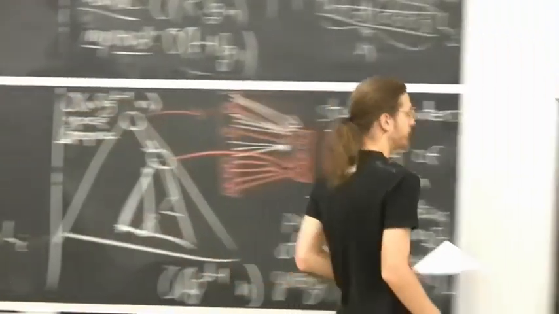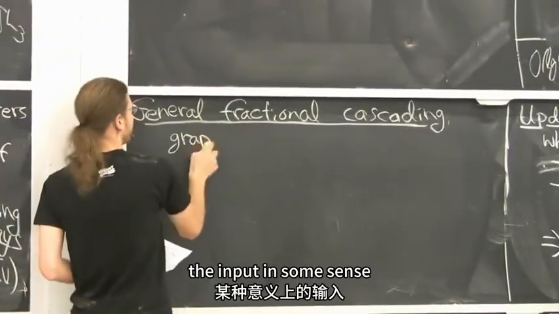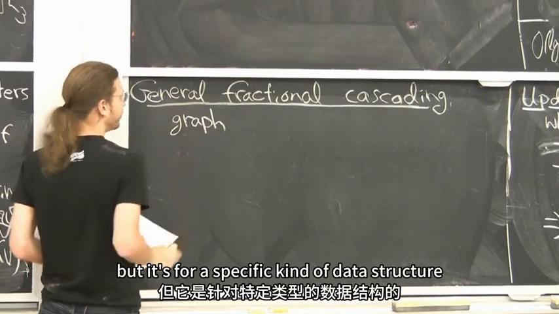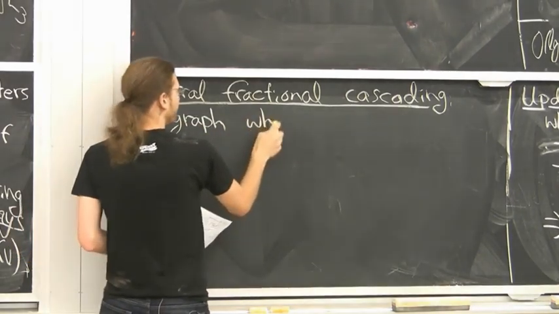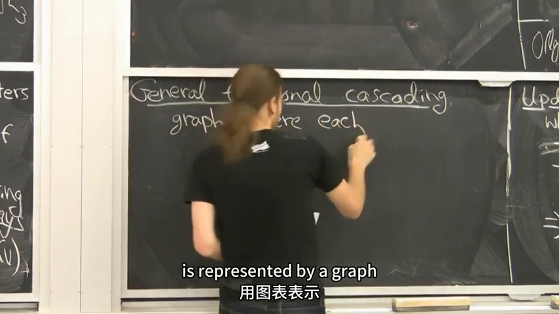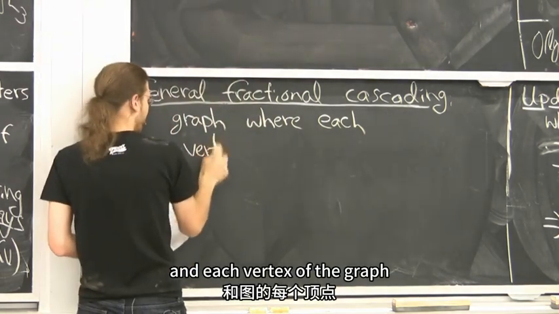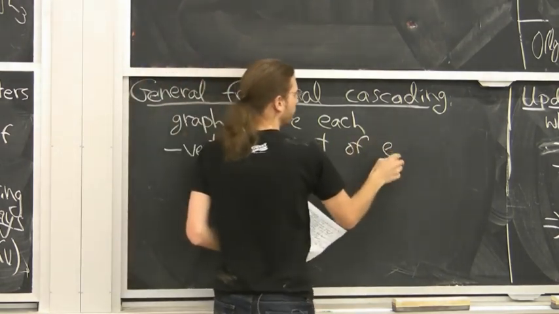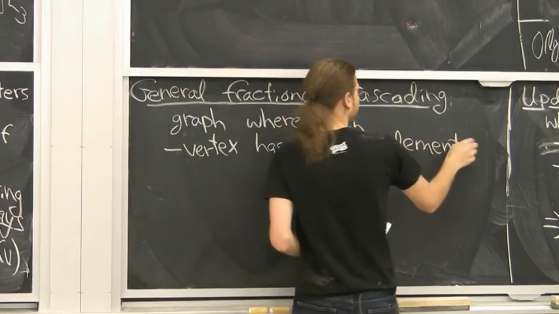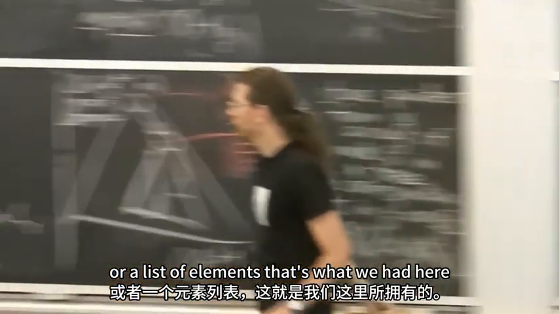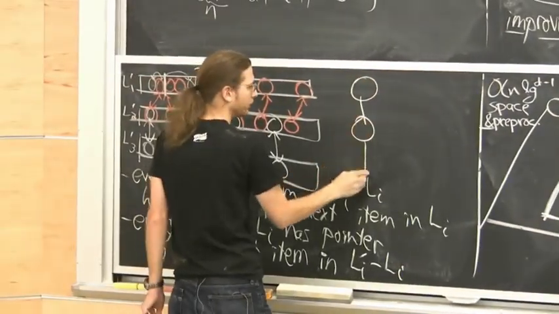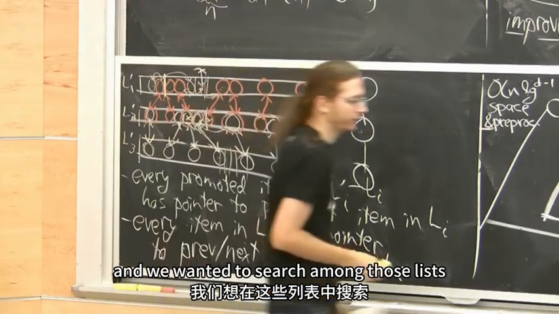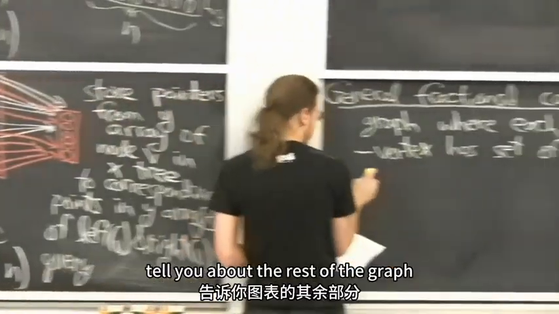So we have a graph. The input, in some sense, you can think of this as a transformation, but it's for a specific kind of data structure. The data structure is represented by a graph, and each vertex of the graph has a set of elements. Okay, or a list of elements. That's what we had here. We had a path here, and each node in the path had a corresponding list of elements, and we wanted to search among those lists. Before I tell you exactly what search is, let me tell you about the rest of the graph.